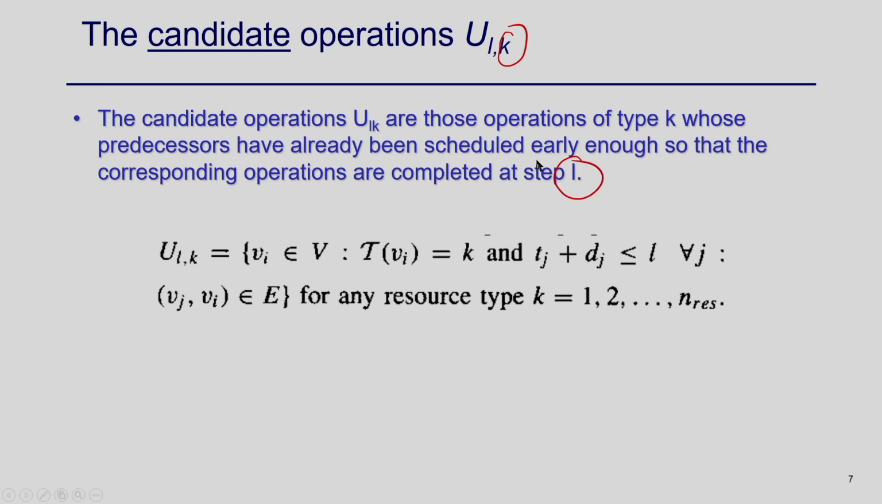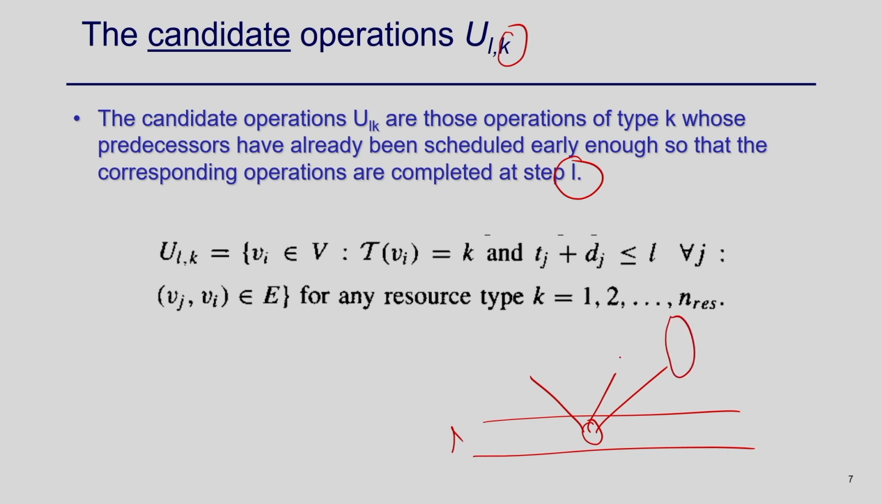So, when is a particular operation ready to be scheduled in time step L? This node may have 3 predecessors, say one predecessor here, one predecessor here and one predecessor here. When will this operation be scheduled? When all the predecessors have completed their executions.